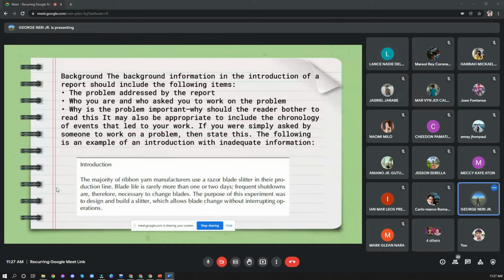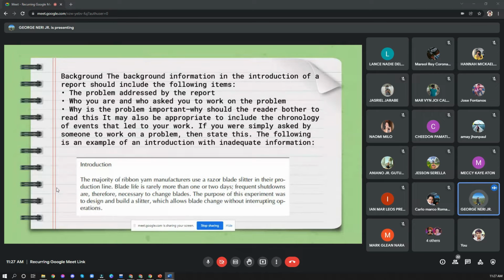The background information in the introduction of a report should include the following items: the problem addressed by the report, who you are, and who asked you to work on the problem. Why is the problem important? Why should the reader bother to read this? It may also be appropriate to include the chronology of events that led to your work. If you were simply asked by someone to work on the problem, then state this.